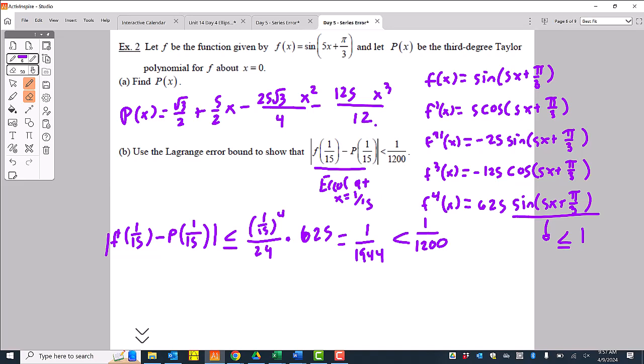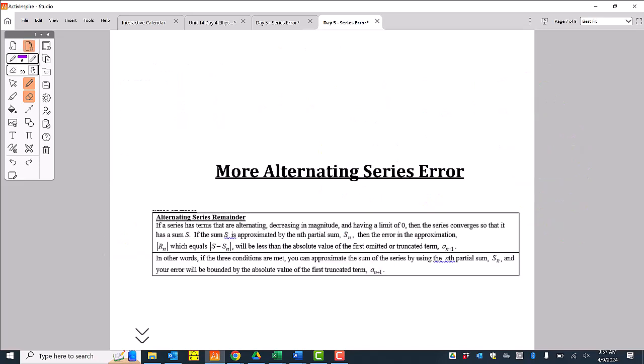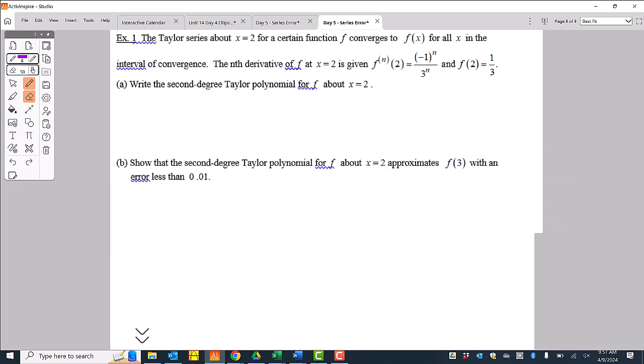Okay? Let's look at another problem like this. And this would be day 2 if you're in my class. So this is the day 2 part of the video. All right, so now we're looking at some alternating series problems. The Taylor series for x equals 2 is for a certain function, converges for all x in the interval of convergence. The nth derivative of f at x equals 2 is given by that value. So that will give us the nth derivative, and f of 2 is 1/3. Write the second degree polynomial for x equals 2.